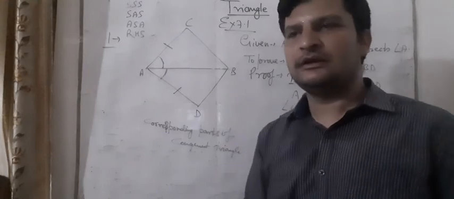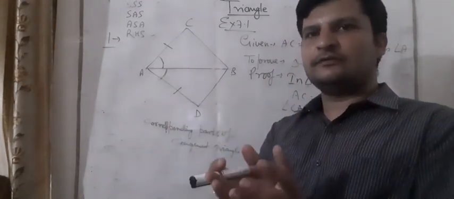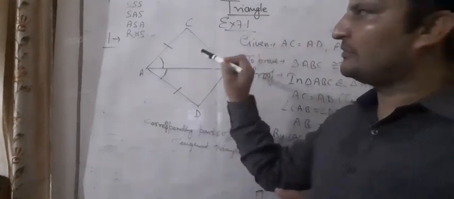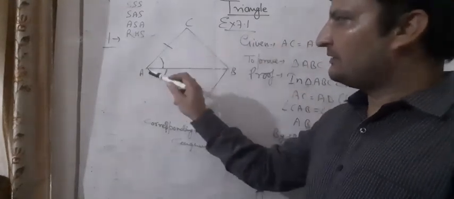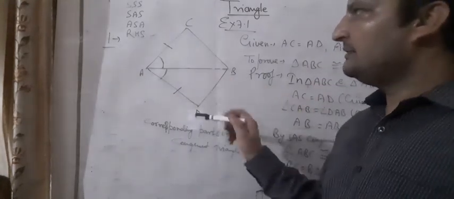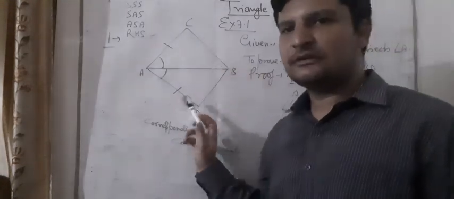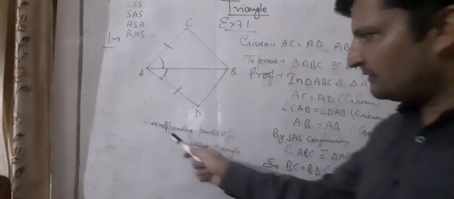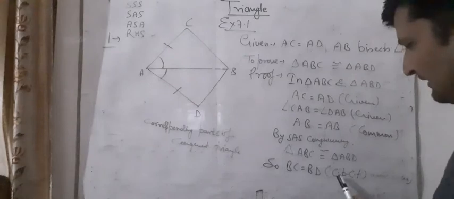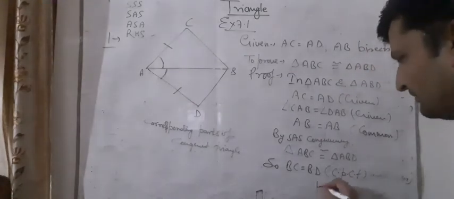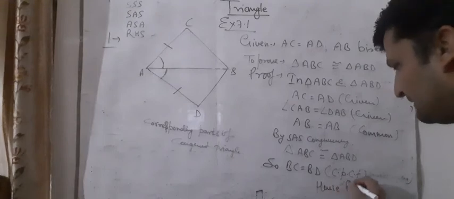Because I have told you that if I am taking two 5 rupee coins, this means they are of same shape and same size. It means when we have proved that triangle ABC is congruent to triangle ABD, their corresponding parts are also equal. So we have written by CPCT. It means corresponding parts of congruent triangles. I have written it here in the short form, you can use it. So this is now hence proved.